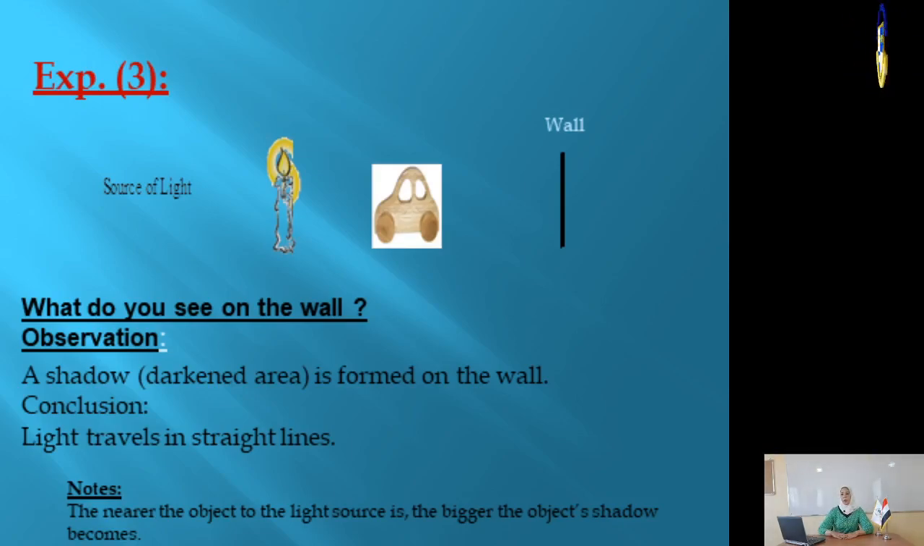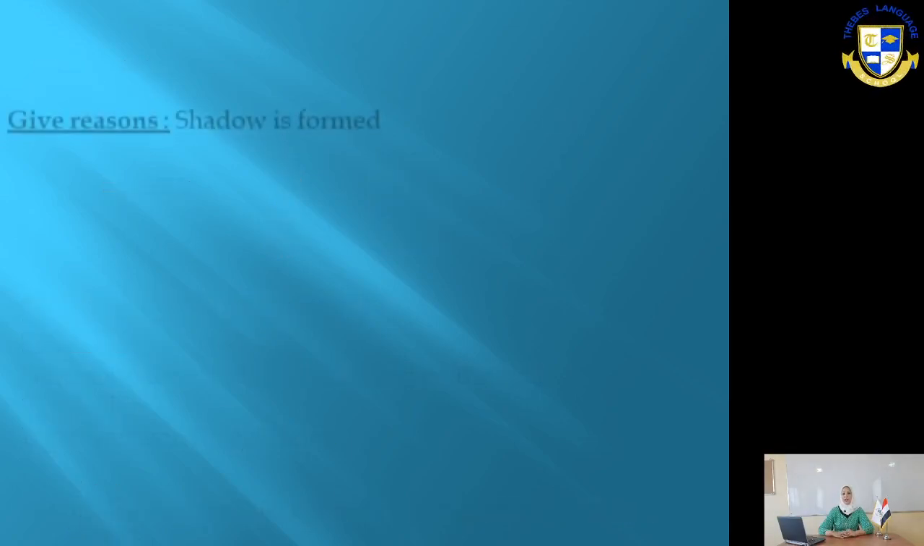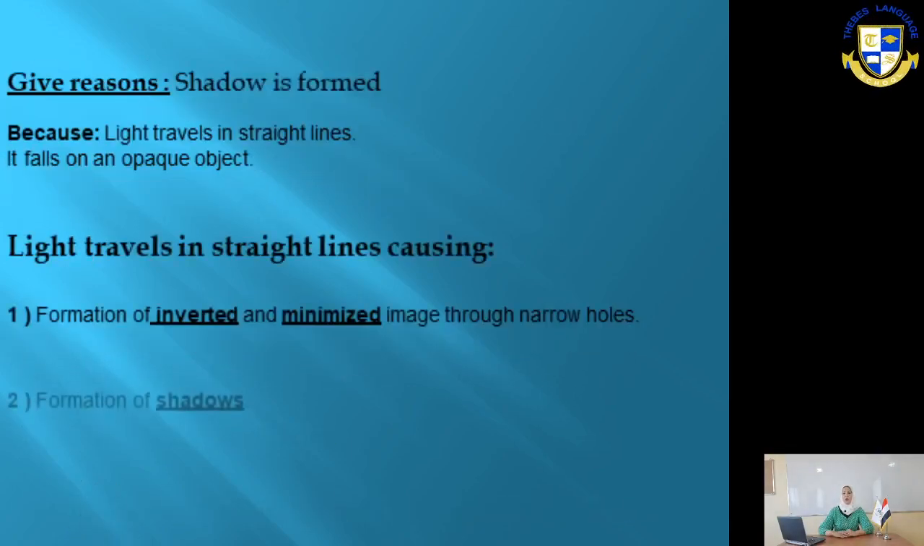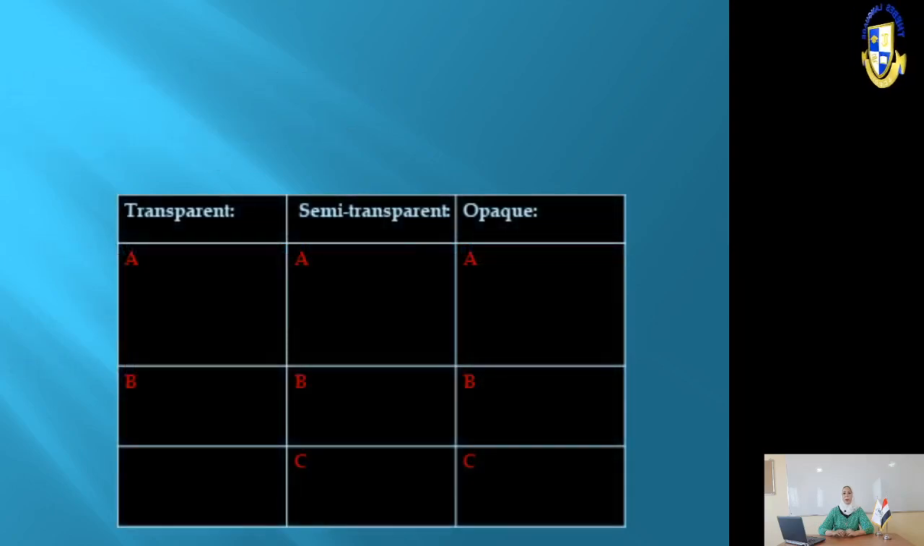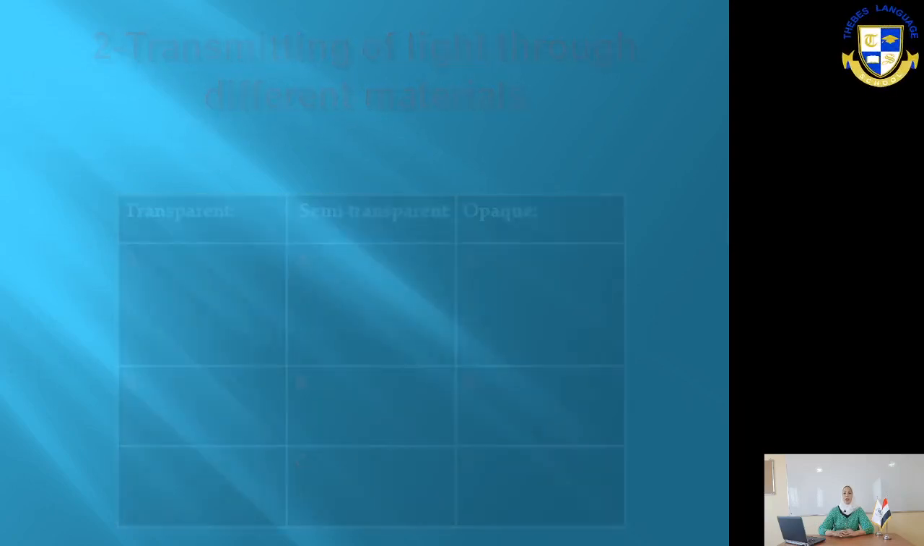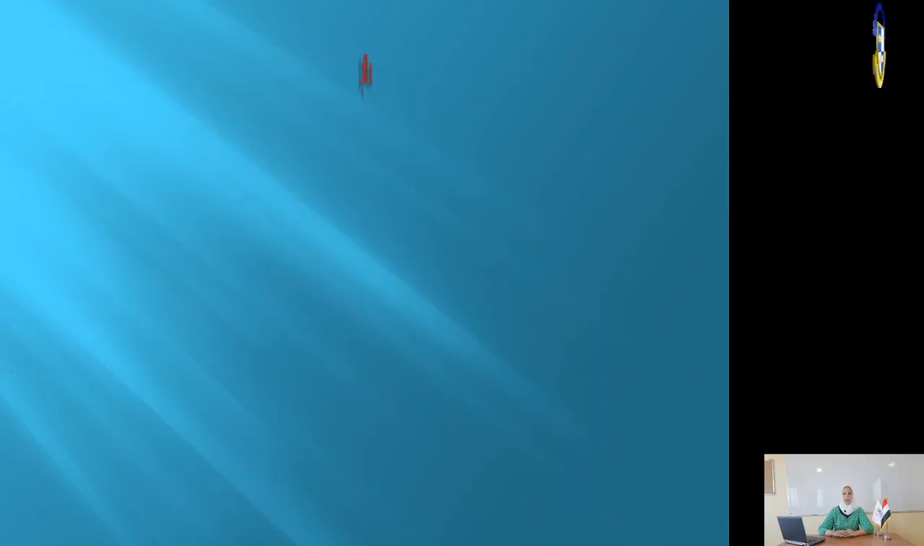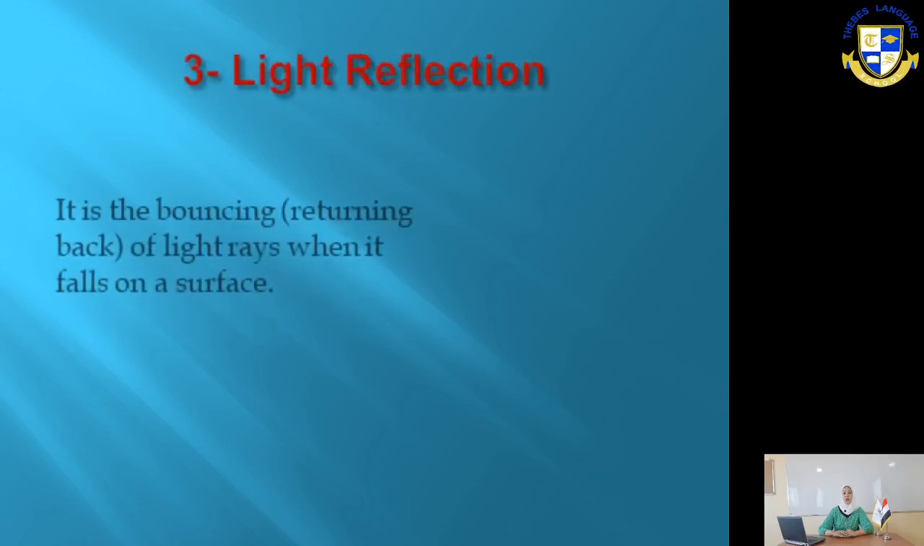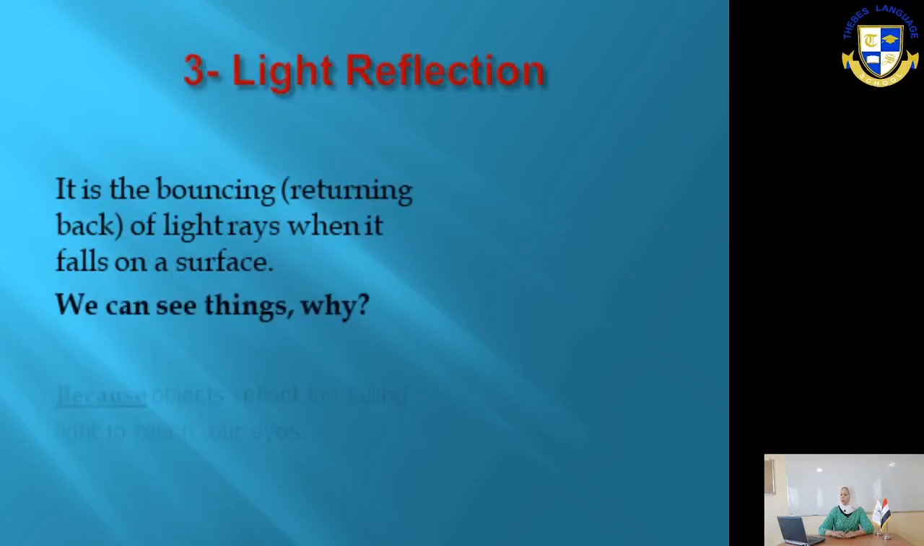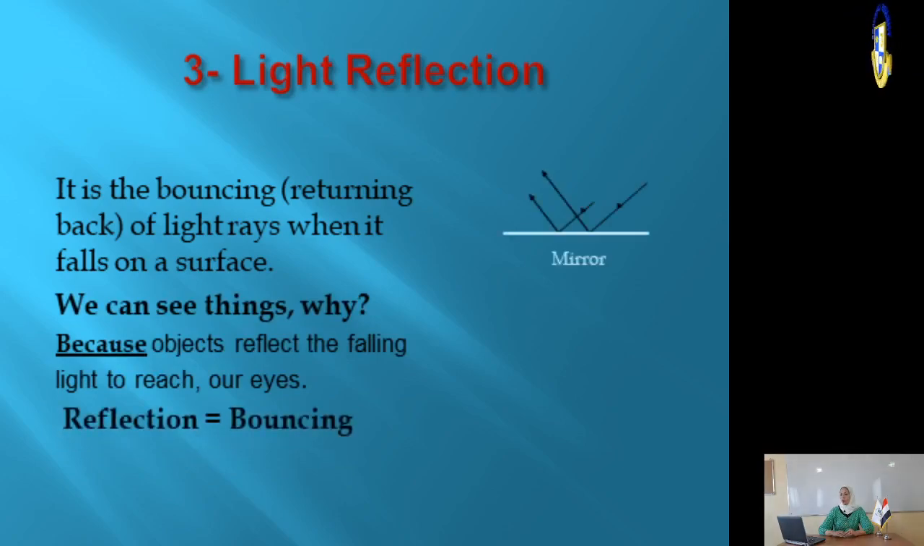The third property, light reflection. We can see different objects due to light falling on them and returning back to our eyes. This phenomenon is called light reflection. It's the bouncing of light rays when they fall on a surface. So we need a reflecting surface and a source of light to see.